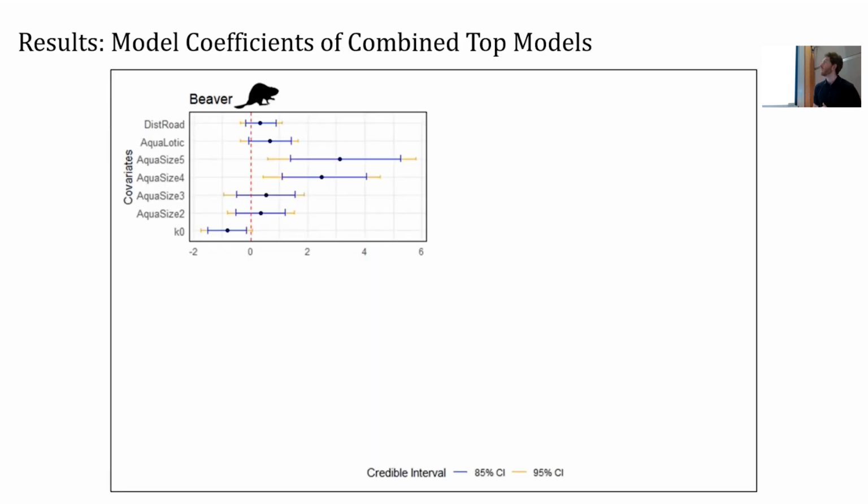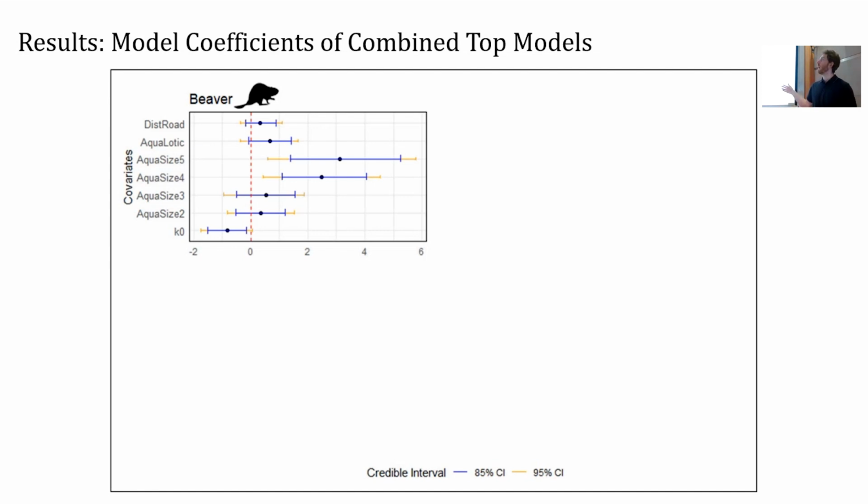Moving on to the specific model coefficients of those combined top models for each species, I consider both the 85 and 95% credible interval. Anything significant, or non-overlapping 0, at the 85% credible interval was interpreted as somewhat likely to have an influence, and anything significant at the 95 was considered strongly likely to have an influence.